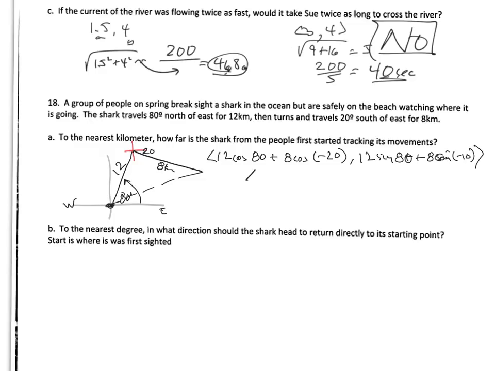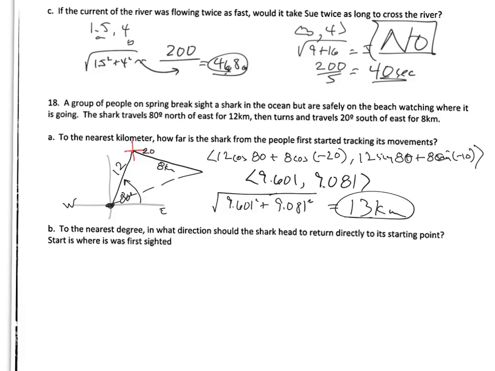So when we put this in vector form, you end up with 9.601 and 9.081. And to find the magnitude, the distance that the shark is from where the people are, this is in kilometers, of course, so we have 9.601 squared plus 9.081 squared. I don't know why I mentioned kilometers in case you were worried these people were going to get eaten. And it does say to the nearest kilometer. If we round that, it makes that 13 kilometers.